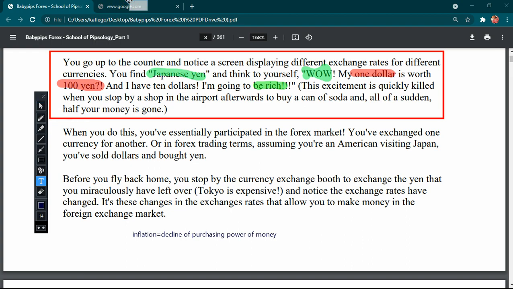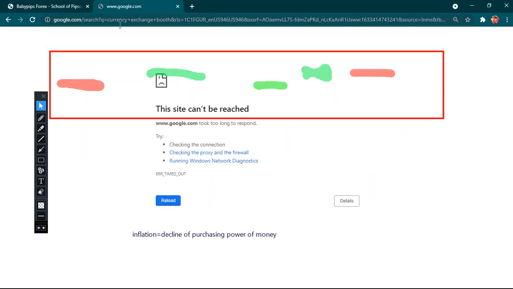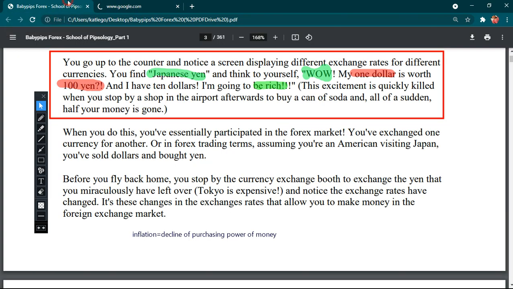So let's try to check if we have that page of the currency exchange booth. It didn't load. Okay, it didn't load. Let me try to check something. Okay, I guess it doesn't matter for now. Let's try to continue with the lesson. We are going to see it a bit later on.